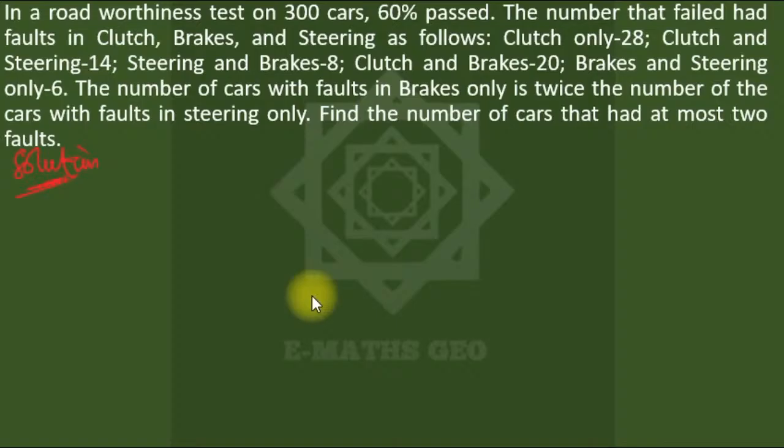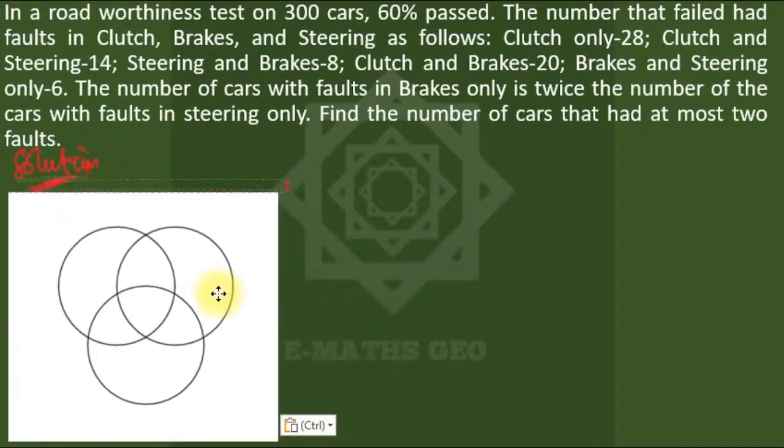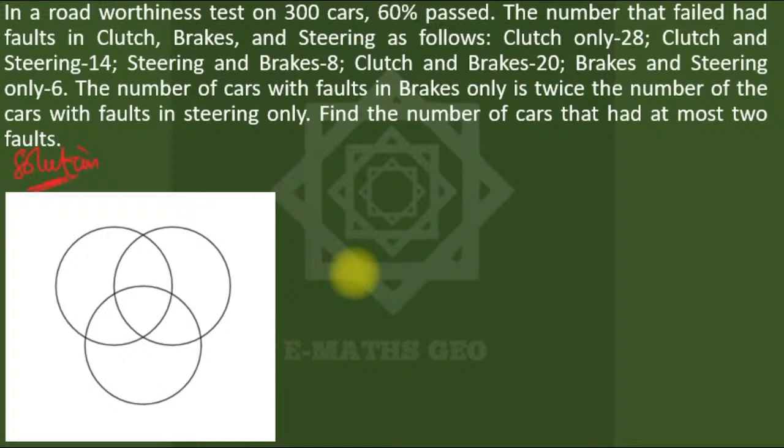So let's draw a Venn diagram. So that's the Venn diagram, and let's add up the things. So remember, they said 60% passed and 40% had these faults. So we're going to get the 40% that had fault. 40% of 300 is 40 over 100 times 300. So it's 120. So the ones with faults, we have 120.